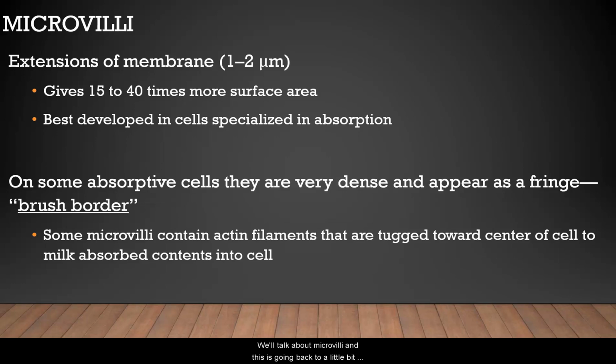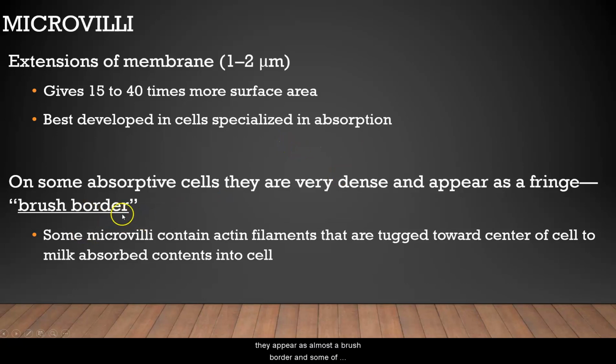Next, we'll talk about microvilli. And this is going back to a little bit of learning objective two, when we talk about extensions of the membrane and parts of the cell membrane. Well, microvilli are extensions of the membrane that help increase surface area. They're best developed in cells that are specialized in absorption. One example is your stomach. It helps the stomach absorb nutrients.